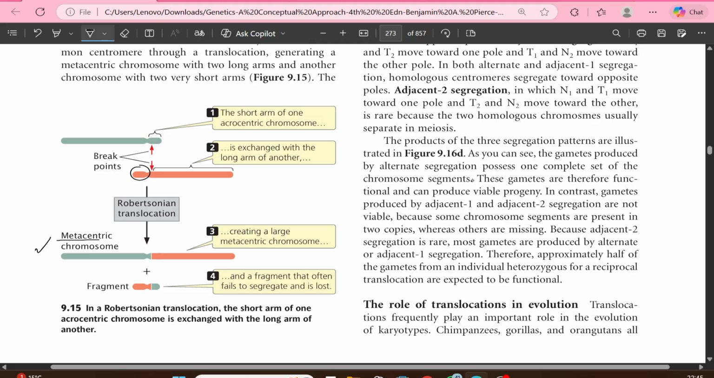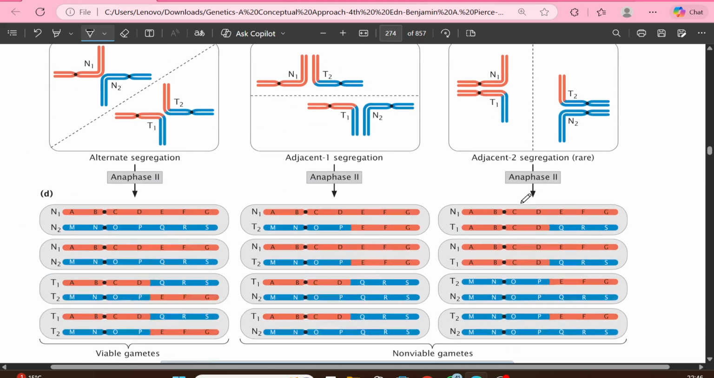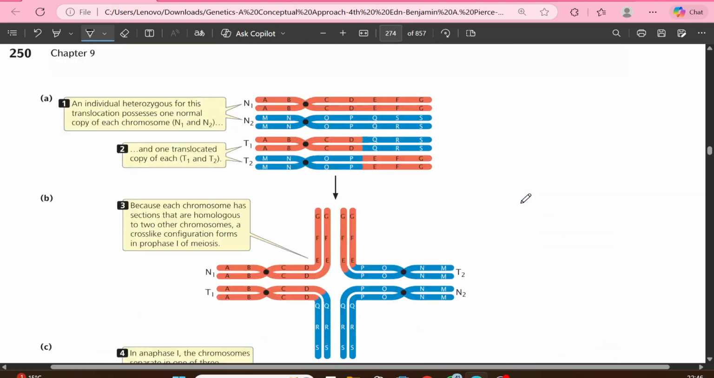The other one is left in fragments. This fragment is eventually dissolved and is lost in the cytoplasm. So here, due to the translocation, one of the chromosomes got lost after crossing over. So this is your Robertsonian translocation. Let us try to understand this diagram here.